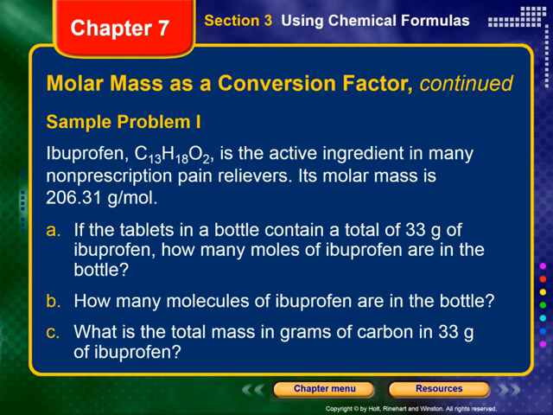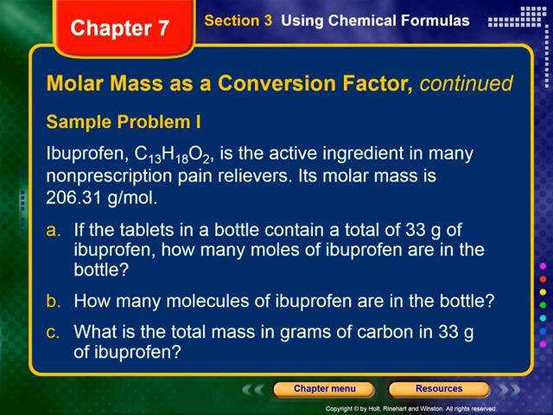So let's try another one. Ibuprofen, C13H18O2, is the active ingredient in many non-prescription pain relievers, and its molar mass is 206.31 grams per mole. Got a few questions for you. If the tablets in a bottle contain a total of 33 grams of ibuprofen, how many moles of ibuprofen are in the bottle? Then, how many molecules of ibuprofen are in the bottle?